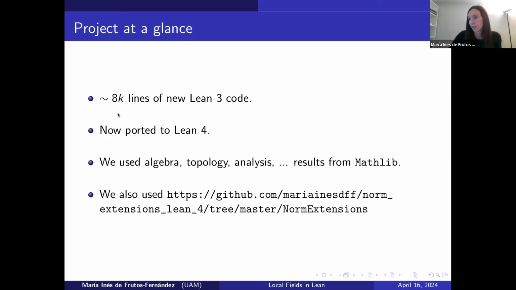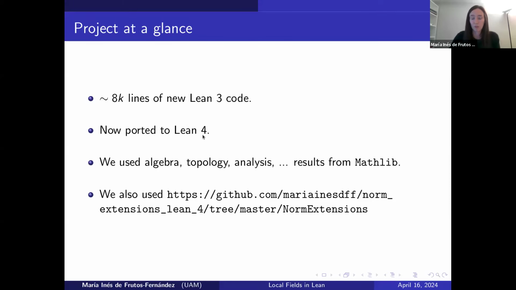So this project took us about 8,000 lines of new code. This code was first formalized in Lean 3 because that was the version of Lean that was in use when we started the project. But since then, the community has moved to the Lean 4 version. So we have translated everything in our project from Lean 3 to Lean 4.